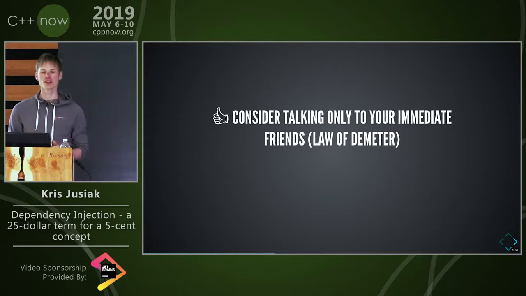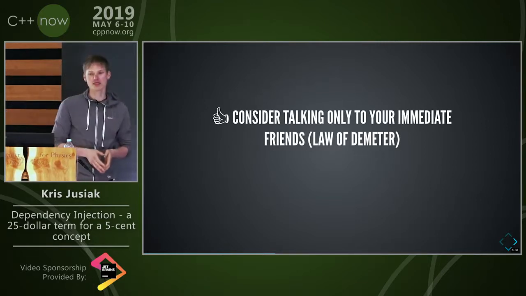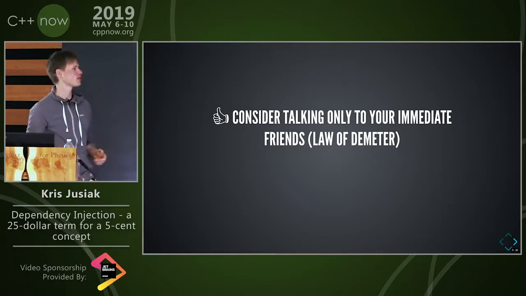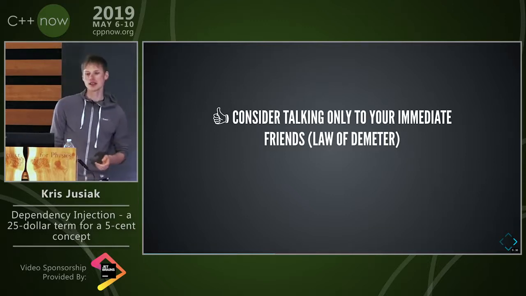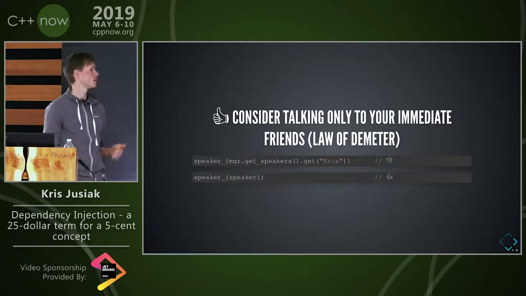So let's just talk to the immediate friends, which means let's pass what we need for that object via the constructor. It's also called the Law of Demeter. It's a principal guideline. So that's bad, but that's good. So let's follow that one.